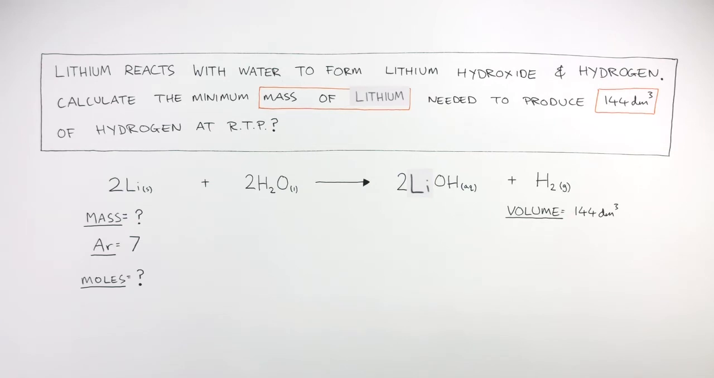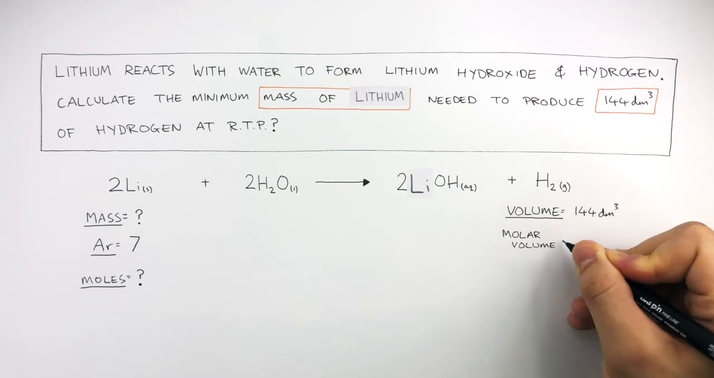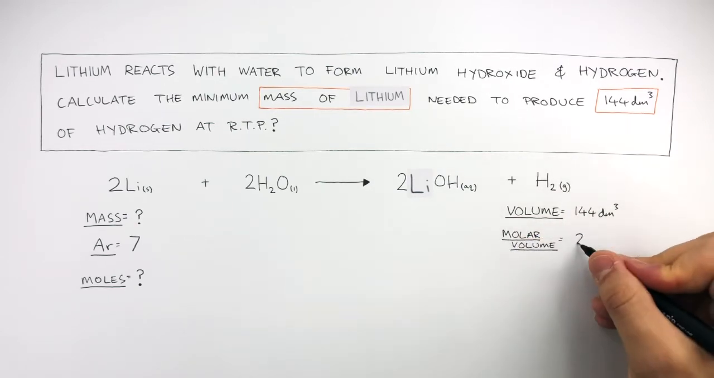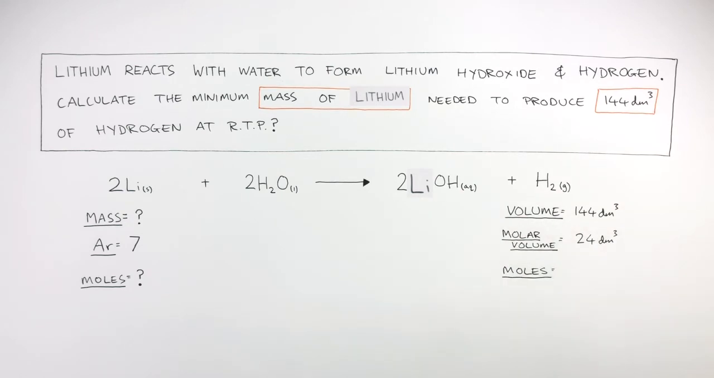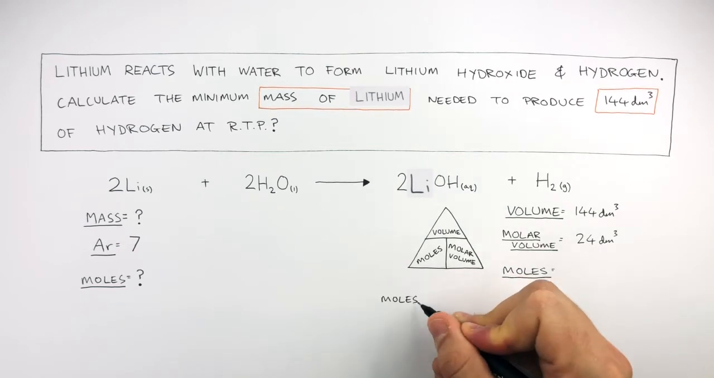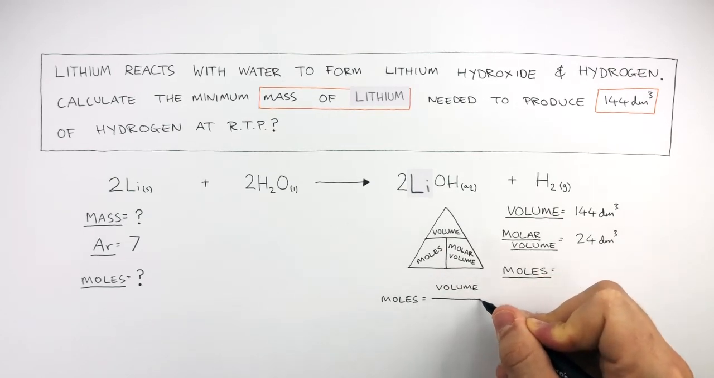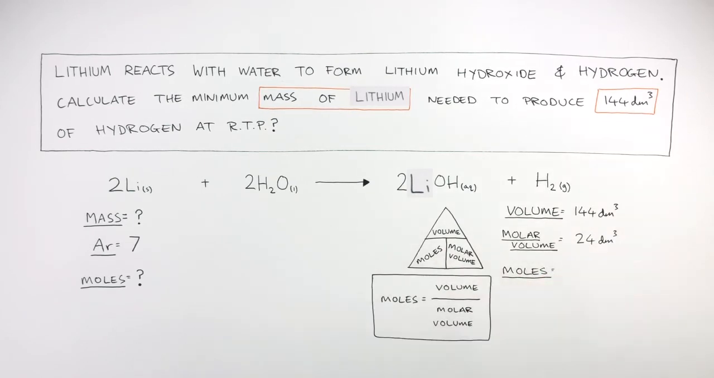To calculate the moles of hydrogen, we use molar volume, which we write here, which is 24 decimeters cubed, and then we write moles here, as this is what we're about to calculate. This is the formula triangle you need to remember for this equation, where moles equals volume divided by molar volume. Because we're given a volume of 144 decimeters cubed and we're using a molar volume of 24 decimeters cubed, we do not need to convert the units.